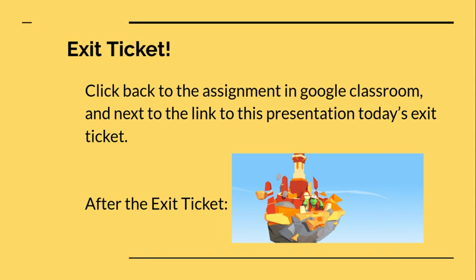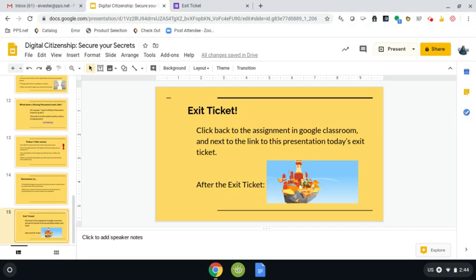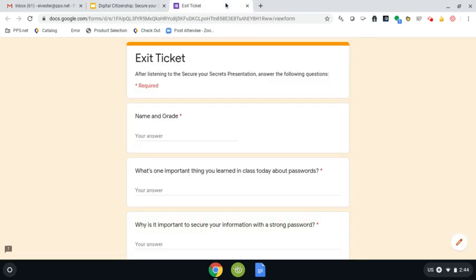All right, so we have made it to the end of the slideshow for today, and I want you to click back to the assignment that has been created for you in the Google Classroom. And next to the link for the slideshow is today's exit ticket. So I'm going to escape from this, and I'm going to show you what the exit ticket looks like. Here it is. It says, after listening to the Secure Your Secrets presentation, answer the following questions.